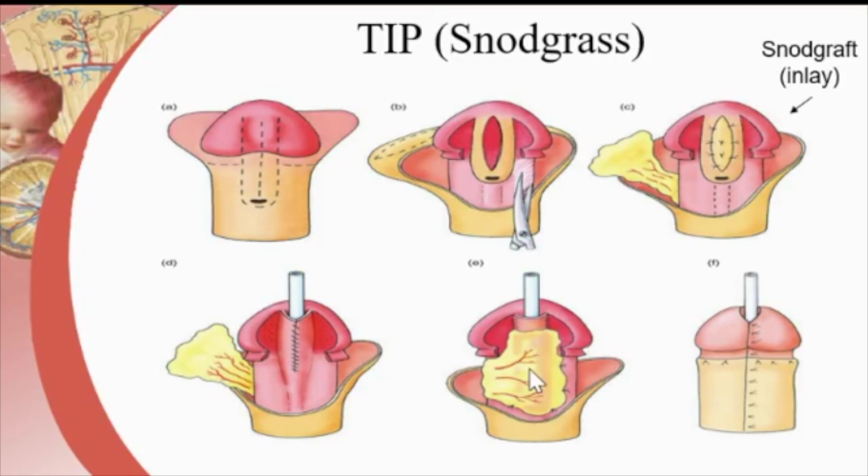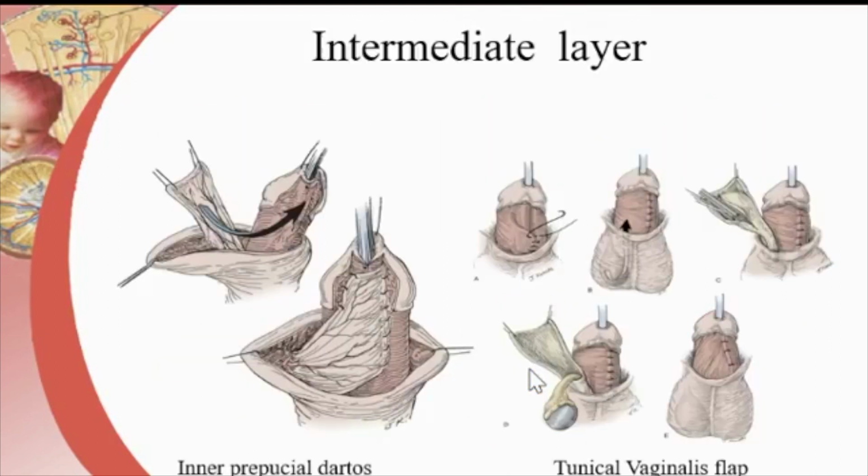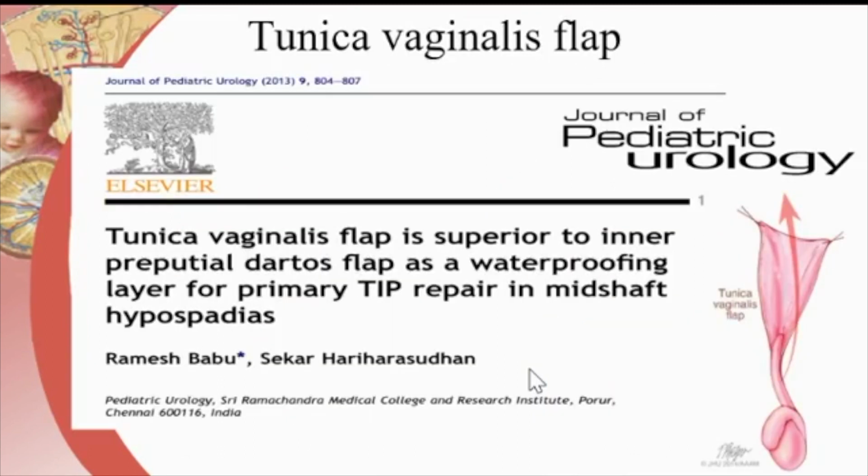The main advantage of Snodgrass repair is it gives a good vertical slit-shaped meatus and it reduces fistula formation. But the problems are urethral stenosis and urethral meatal stenosis. The intermediate layer can be from inner preputial dartos flap, or it can be from the tunica vaginalis flap. As the Snodgrass repair started being used for even more proximal penile hypospadias, the dartos layer is very important for the outer cover as well.